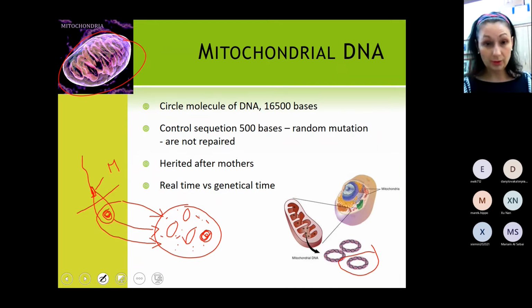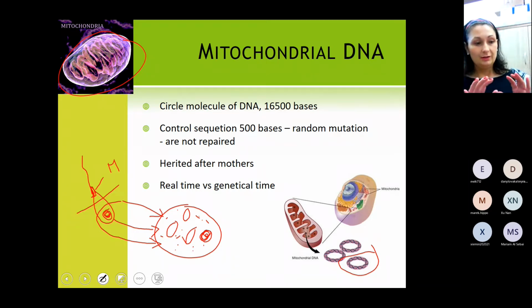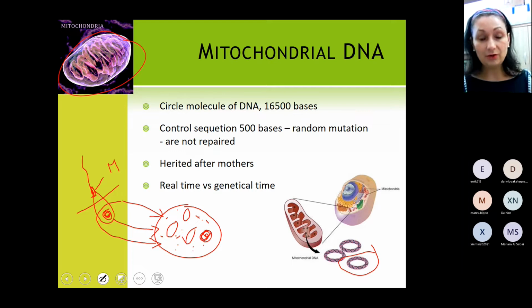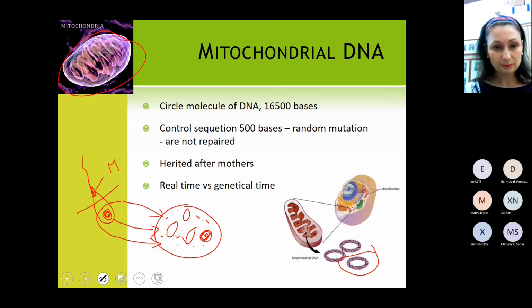This is good information because we can use this circular DNA for the genetic mapping of our relatives. For sure, for the mother line, fathers are standing a little bit behind, but don't be sad, the Y chromosome can be used for the same purpose.